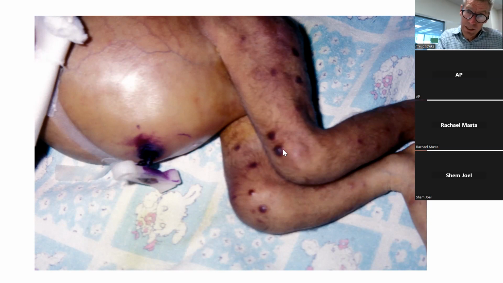In this baby, we just took a little aspiration of the purpura and looked at it under a microscope with a gram stain, and you can see lots of gram-negative bacilli, and that grew Pseudomonas. So that is one way you can identify the cause of these infections.